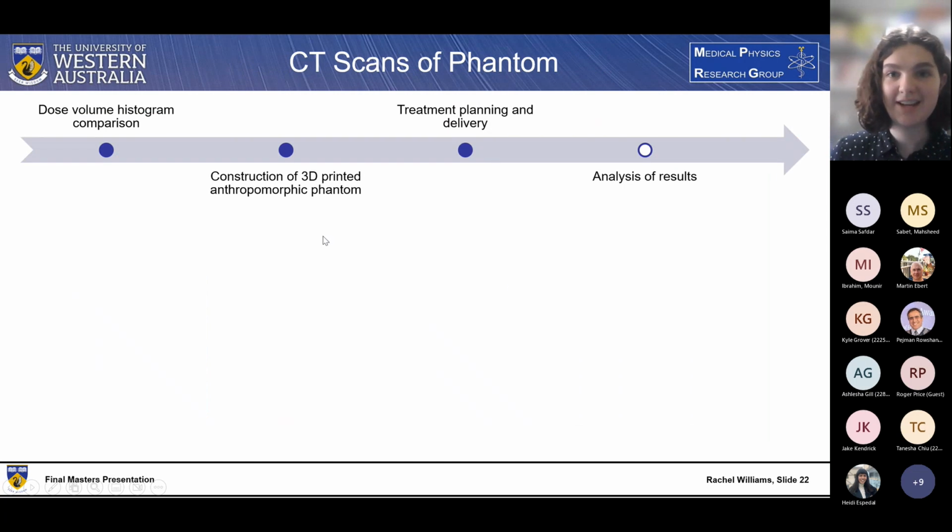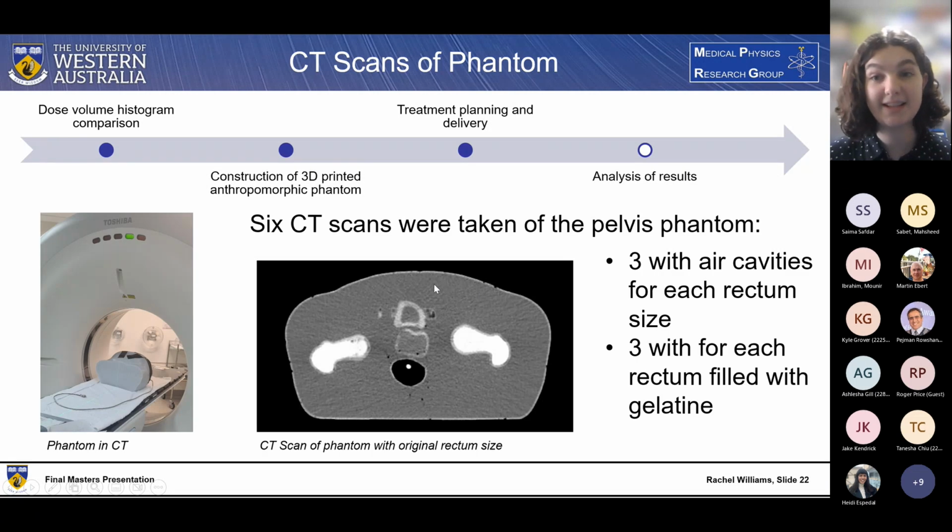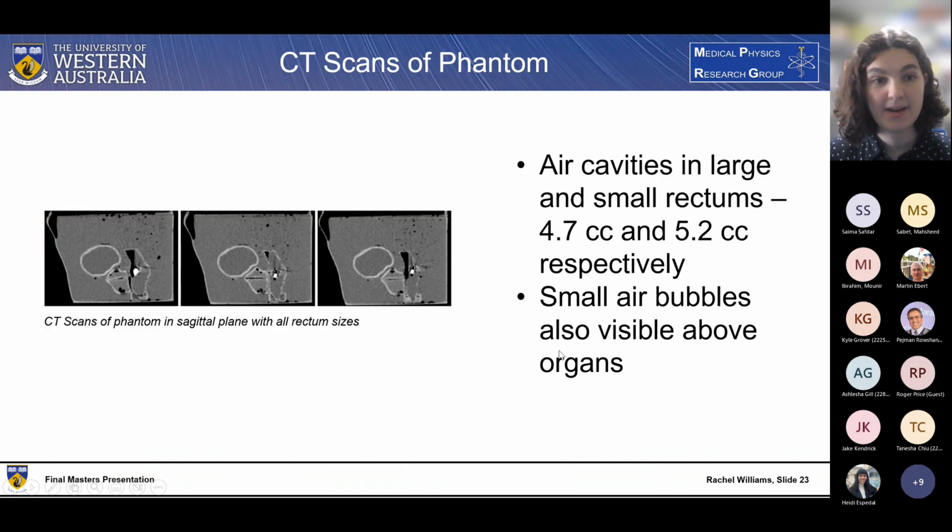Which brings us to the third stage of the research map, treatment planning and delivery. First, 6 CT scans were taken of the pelvis phantom, 3 with air cavities for each rectum size, and 3 with the rectum filled with gelatin for each rectum size. In this slice, you can see both femurs, the rectum, prostate, and bladder. These 3 slices are of the different filled rectum CT scans.